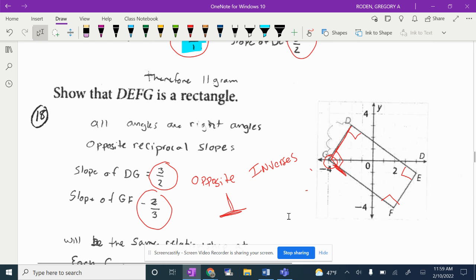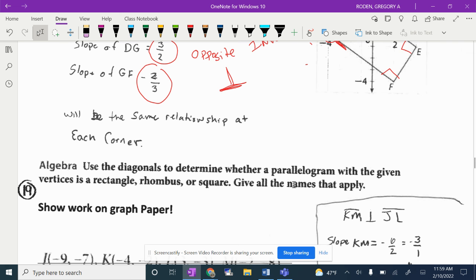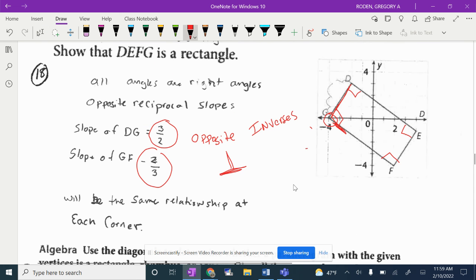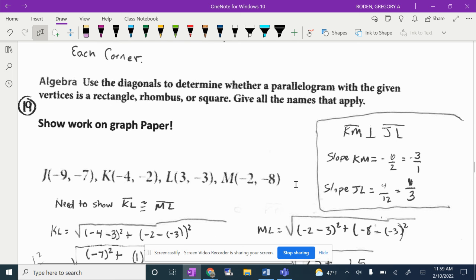You could also show that the diagonals are congruent by showing that DF is congruent to GE, if you wanted to do that. All right. Okay. So I think the big thing there is to show that the angles are perpendicular. All right. So the next one, there's a couple things you can do.